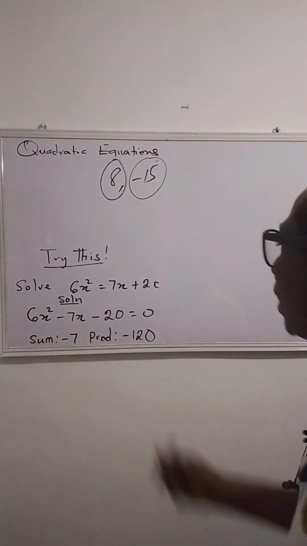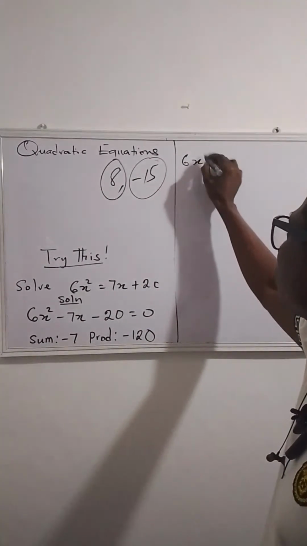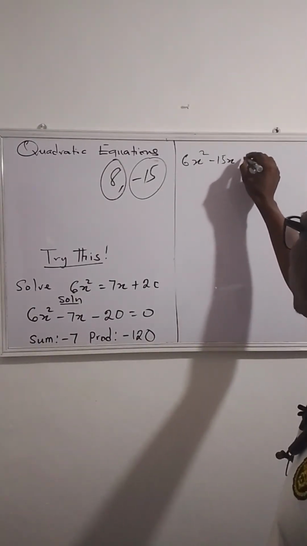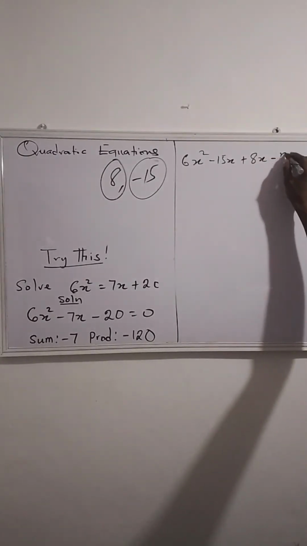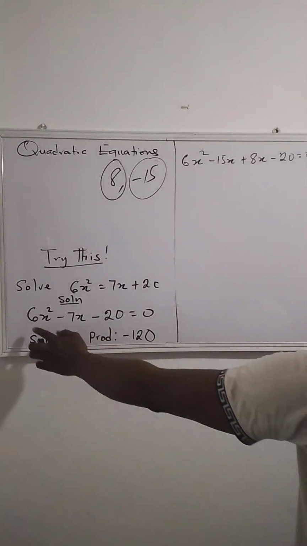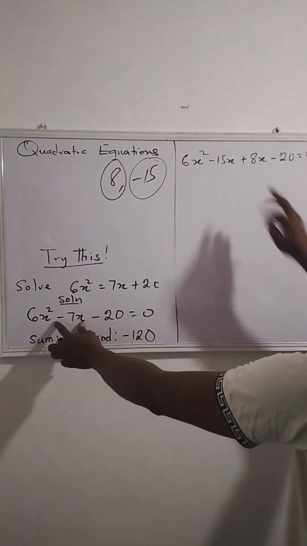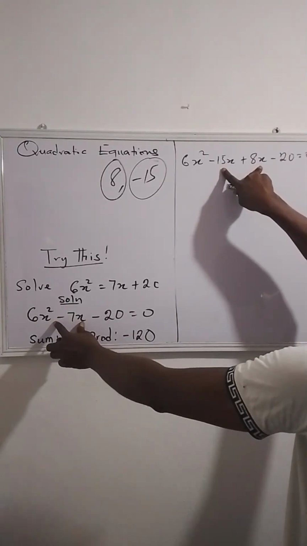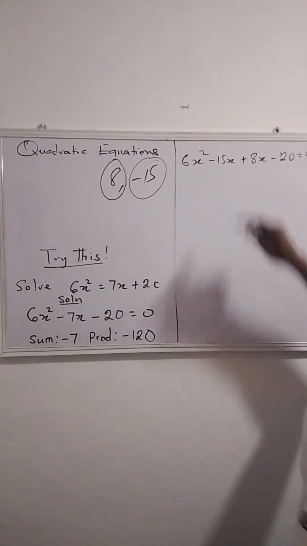All right, now this equation turns to 6x squared minus 15x plus 8x minus 20 equals 0. Now what is changing in this equation is just this minus 7x, which is the same thing as minus 15x plus 8x. You add this together, you're going to have minus 7x.